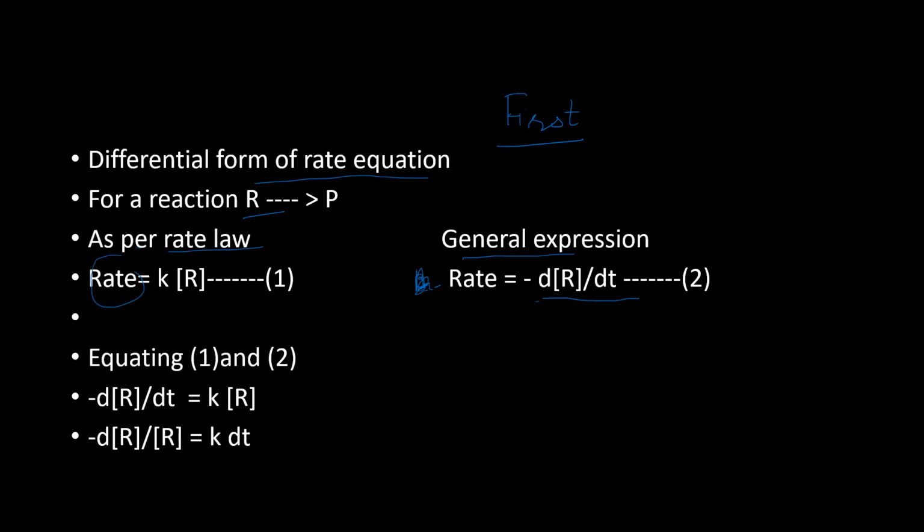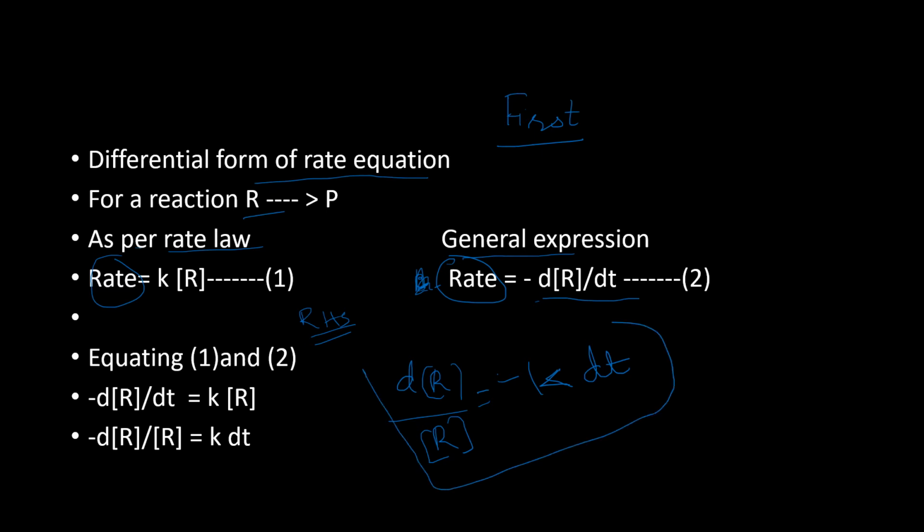In both equations, the left hand side is rate, so we can equate the right hand sides. Equating 1 and 2, we get minus dR by dt is equal to k into R. Rearranging this to put the same terms on the same side, we get minus dR by R is equal to k dt. We can again change this, moving the minus to the constant: dR by R is equal to minus k dt. So this is for first order.